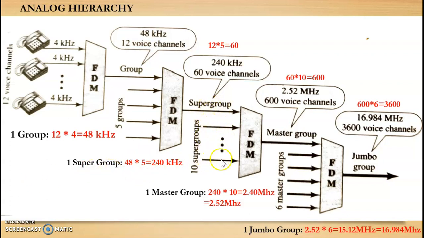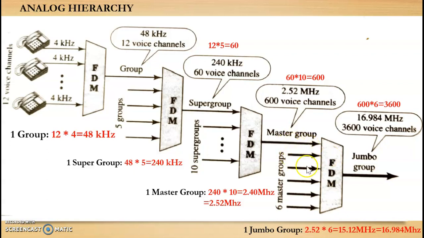Next, the 10 supergroups are multiplexed together to create a master group, which will have 2.52 megahertz. One master group will have 2.52 megahertz because it will be 240 into 10, 240 because each supergroup is of 240 kilohertz. With 10 supergroups, this gives us 2.40 megahertz, and the extra 0.12 megahertz will be for the guard bands.